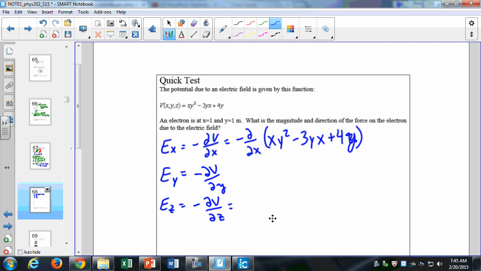What's the Ex function for me? Negative y squared, that's right, negative y squared minus 3y, or plus 3y actually, right? Right, yeah, so we negate the whole thing. So it's going to be equal to negative y squared plus 3y. And that's going to be in the i direction.